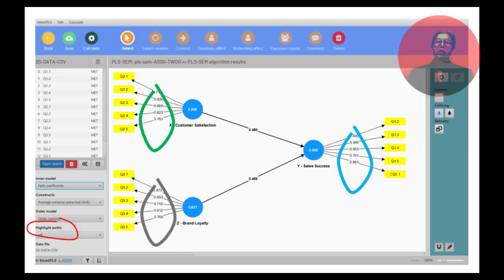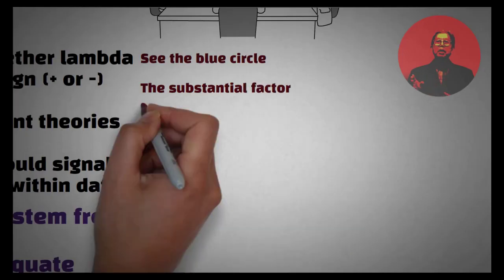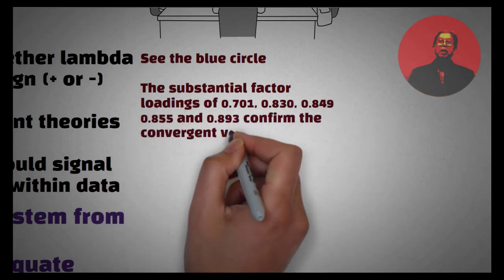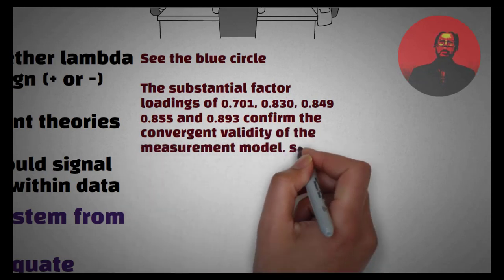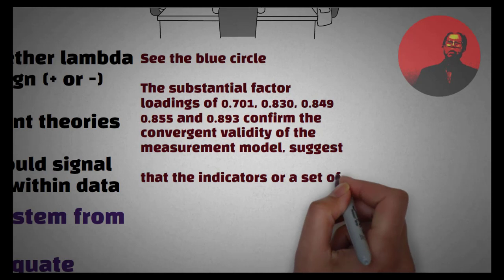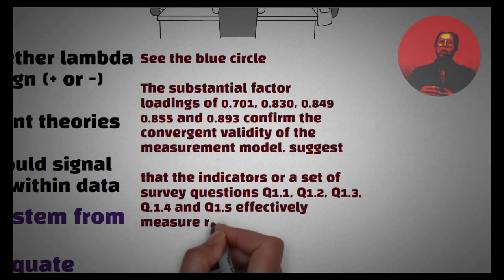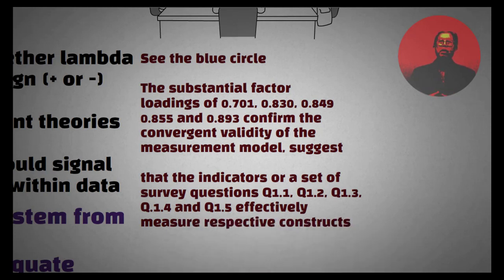Based on Figure 1, here are some examples on how to report factor loadings in your dissertations. See the blue circle there. The substantial factor loadings of 0.701, 0.830, etc. until 0.893 confirm the convergent validity of the measurement model, suggesting that the indicators or set of survey questionnaire Q11 to Q15 effectively measure their respective constructs.